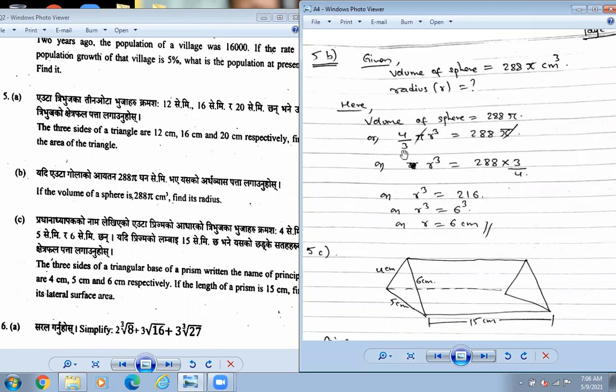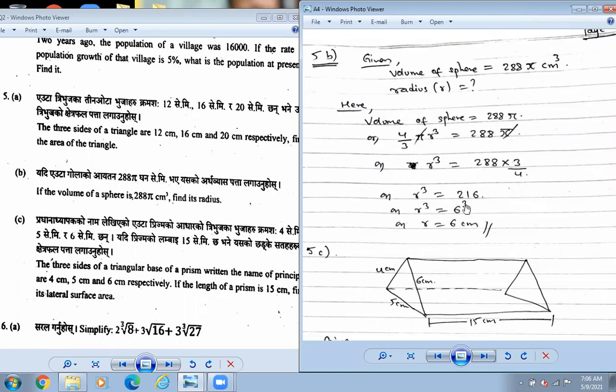Right? So let us take this, divide this side and multiply this side. What is divided becomes multiplied. So after that you are going to get 216. Okay, so 288 into 3 by 4 becomes 216. So 216 equals r cube, so we find the cube root. If there is cube, then let us find out the cube root. So use your calculator and find the cube root of 216. It becomes 6.